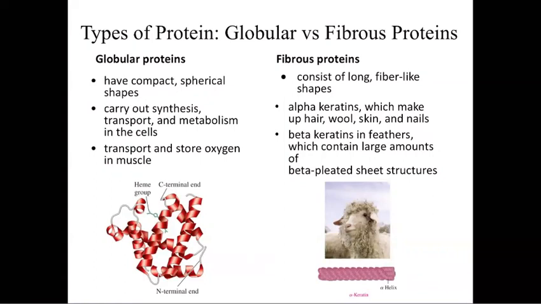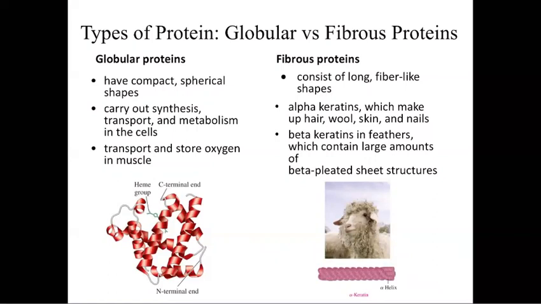Fibrous proteins, because they look like fibers, they're going to be mainly observed in structures. So for example, hair, wool, skin, nails, they have fibrous proteins. And then you can see here, that's the picture of keratin, okay, which is an important protein that is found in hair, okay, or wool, because you can see the sheep right there.